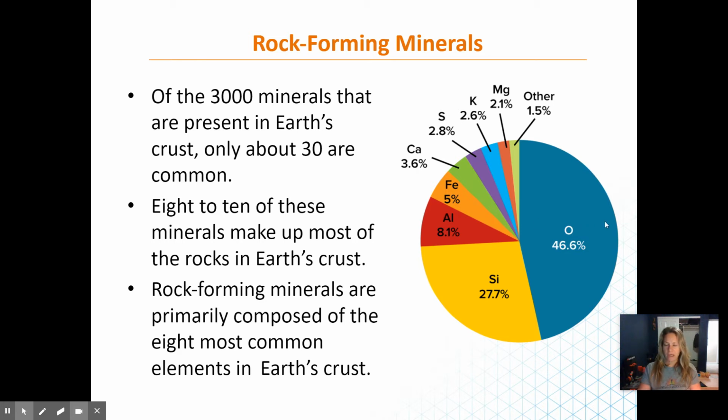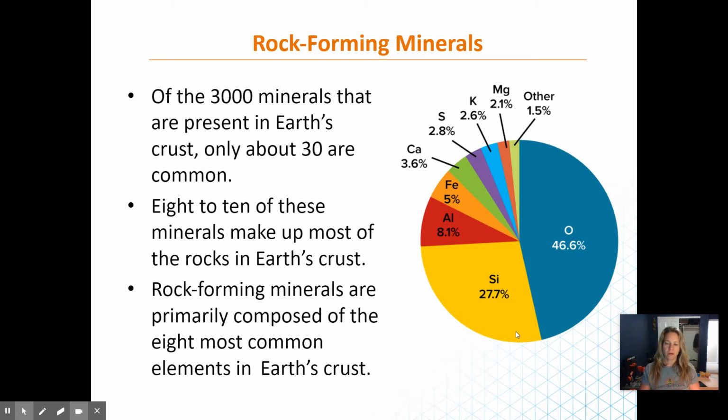But if we look at this pie chart, what's kind of surprising, oxygen and silicon, we talked about this, making up the majority of the crust of the earth. Since it makes up the majority of the crust, it also makes up the majority of minerals because it's pretty abundant. So we've got oxygen being 46% of the rock forming minerals. And that's in solid form. So when oxygen bonds with other things, remember, minerals are solid. So the oxygen is bonded with something else to make it solid.